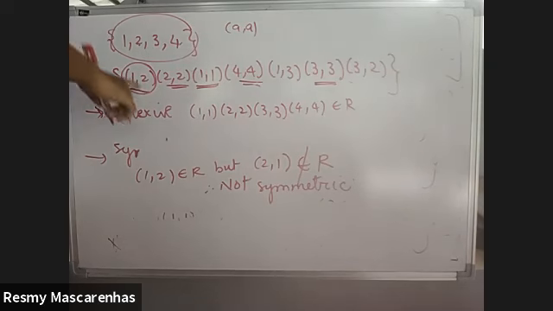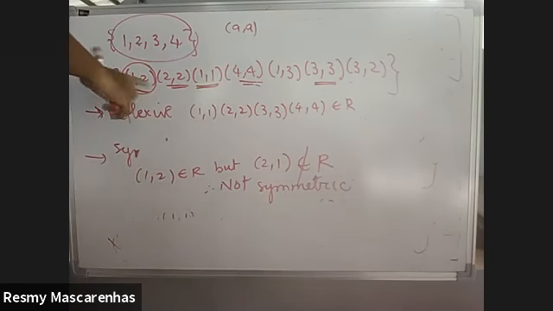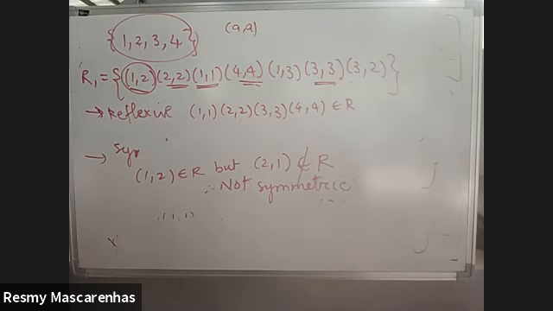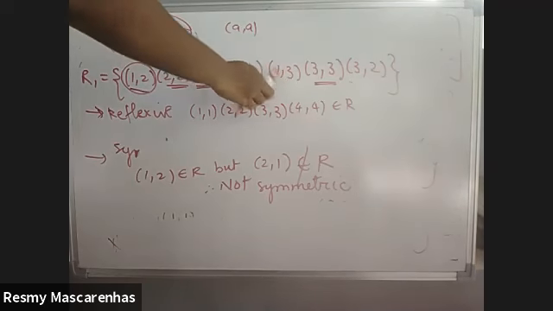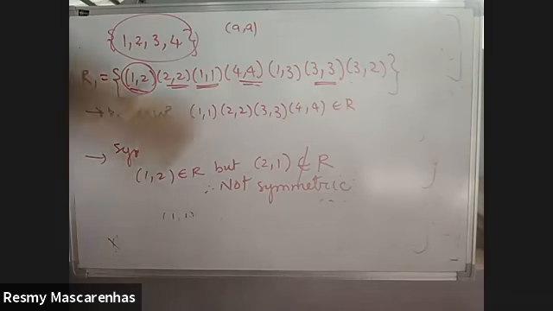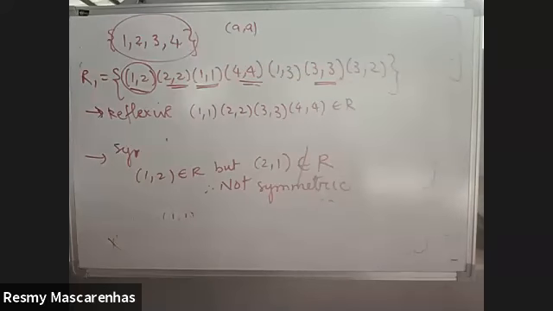Even one example is enough. You don't even have to check more. Even if one pair is not satisfying it, then it will not work. If you see, this also is not working actually. (1, 3) is there, but (3, 1) is also not there. (3, 2) is there, but (2, 3) is not there. But even one condition is enough to say it is not symmetric. Anyone who has not understood this, first reflexive and symmetric?